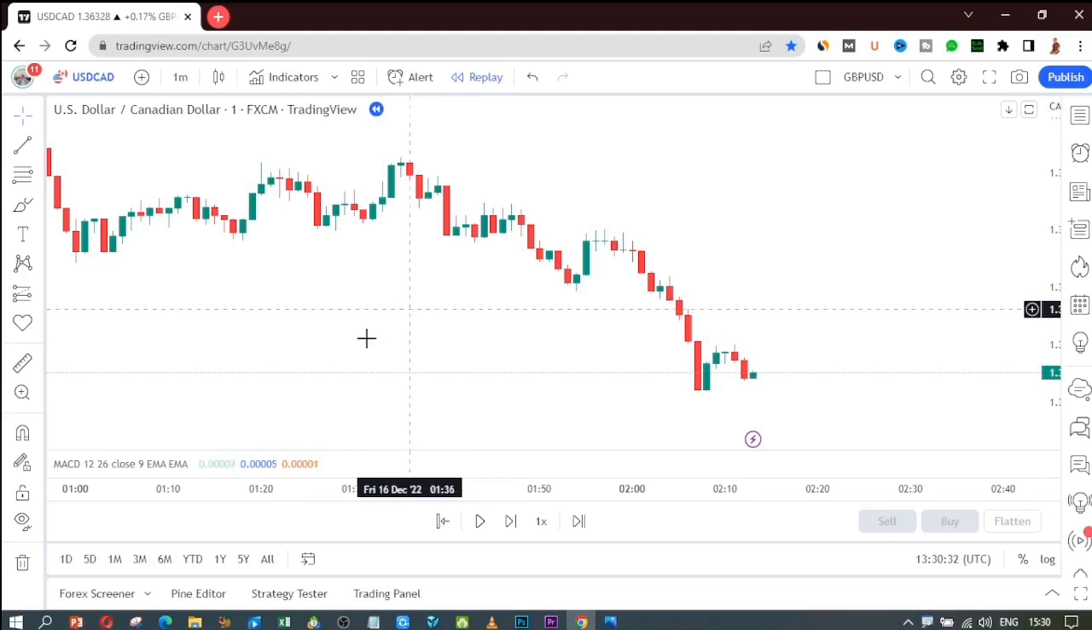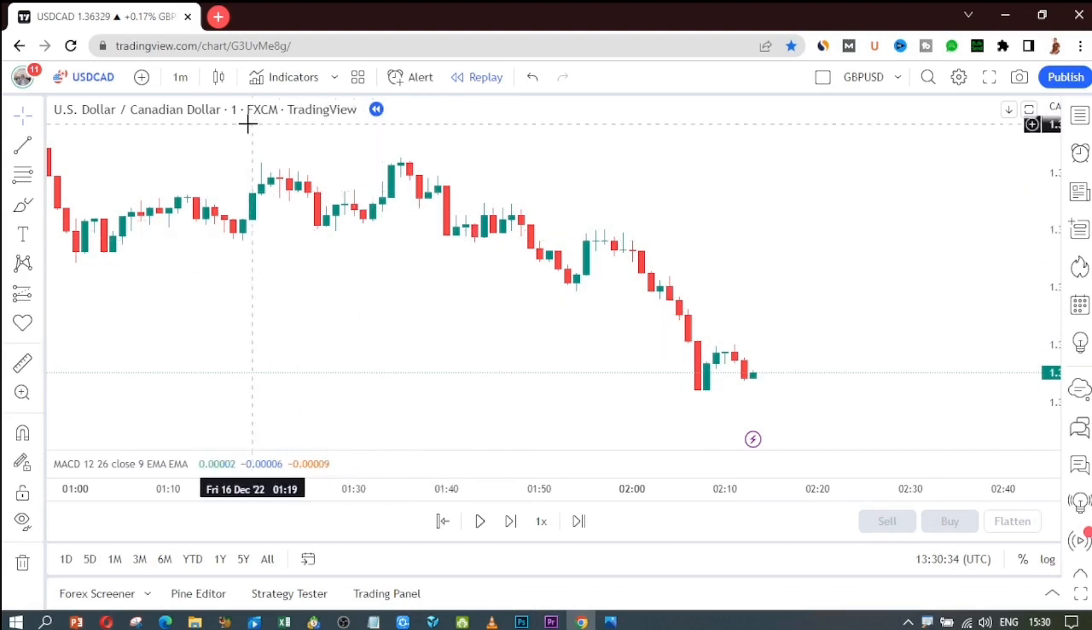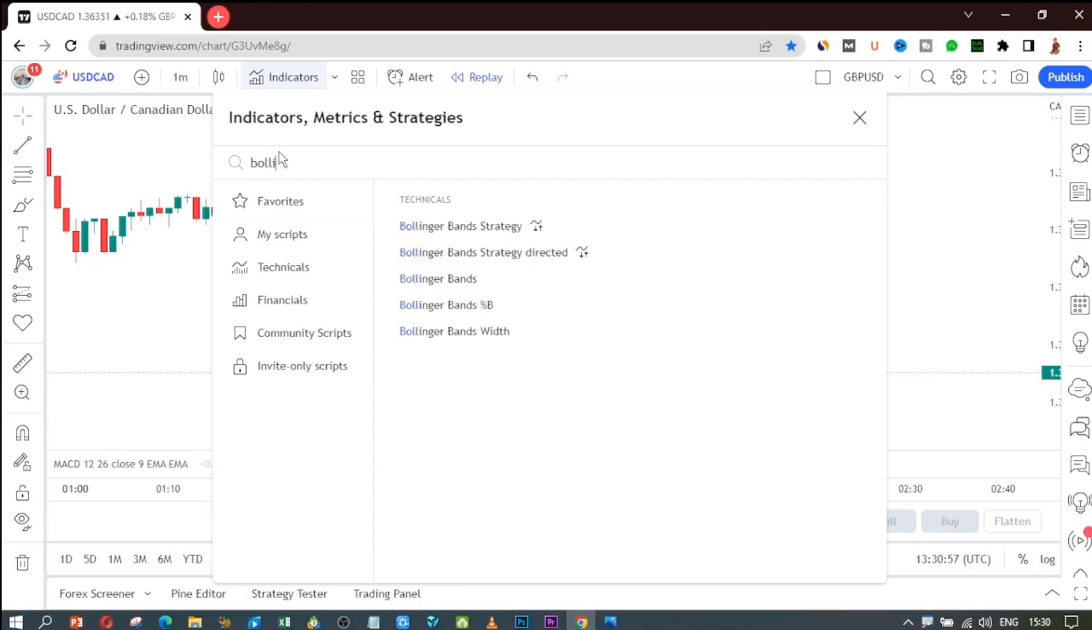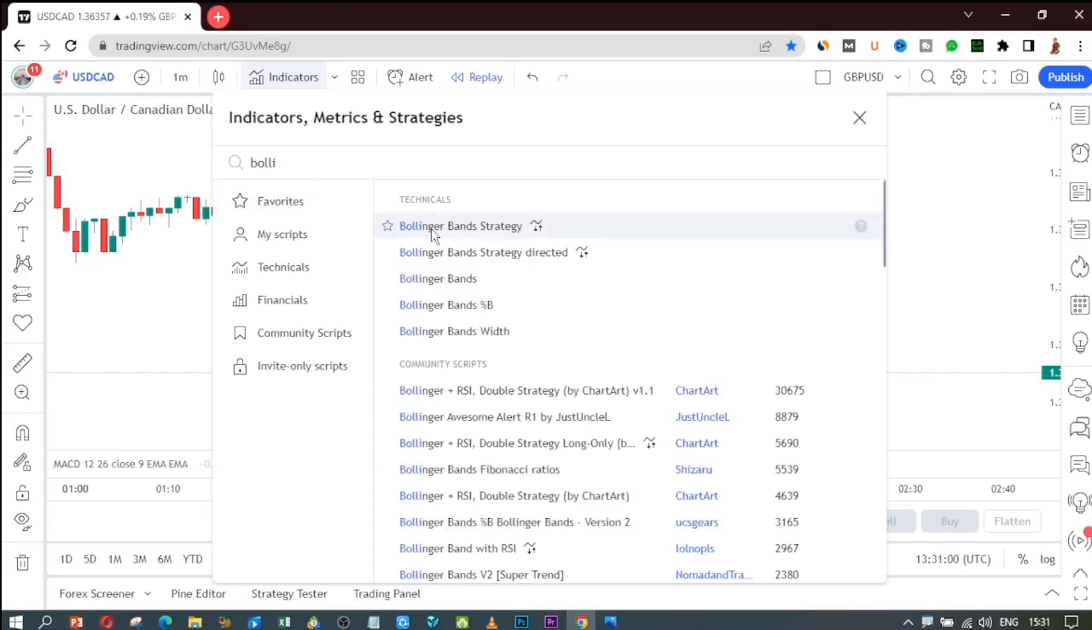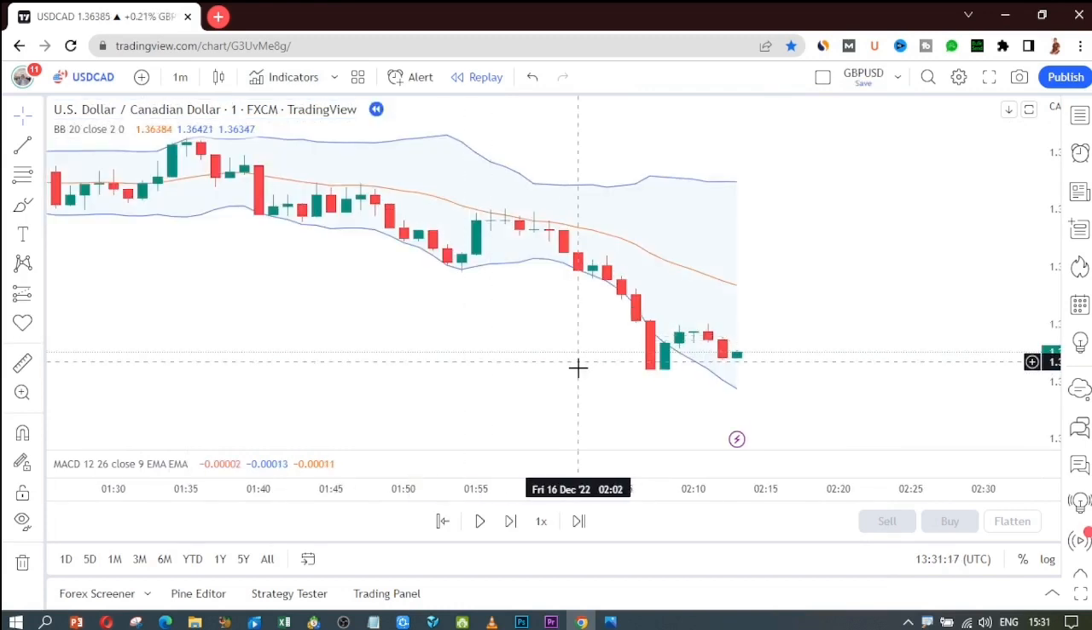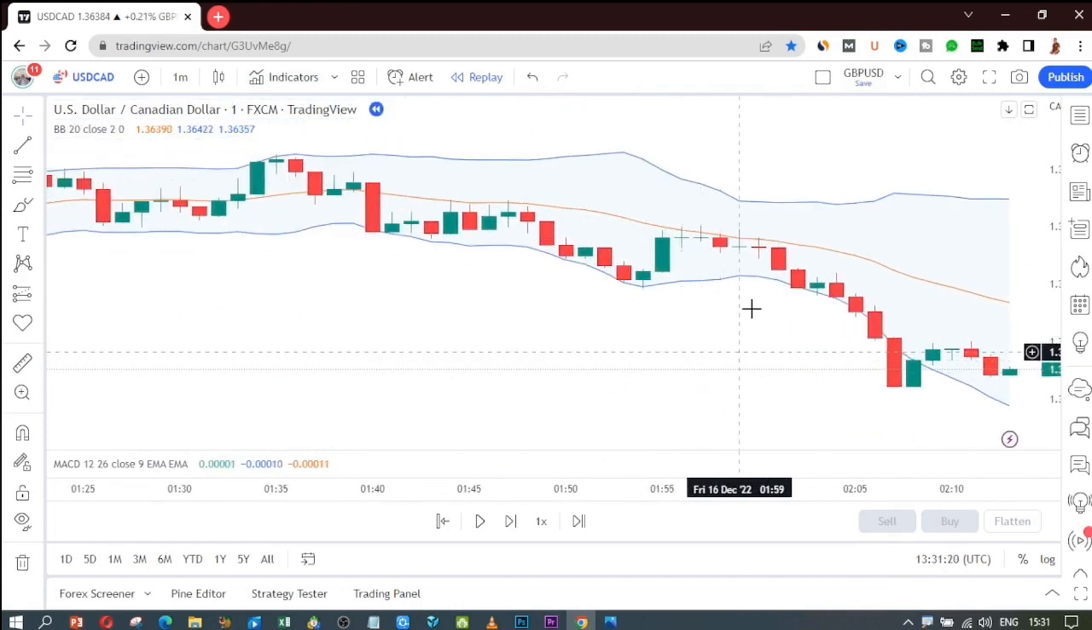To do that, I think the simplest way is to use the Bollinger Bands indicator. If you want to start using the TradingView platform, I will leave the link in the description. I use TradingView for market analysis, and then I use my MetaTrader to enter into the market. So I'm just going to come here on indicators and search for Bollinger Bands. So if I search for Bollinger Bands here, you're going to see that I have the Bollinger Bands on my charts right here.